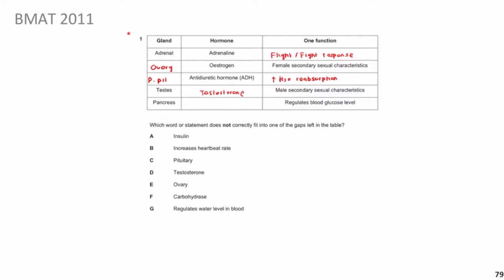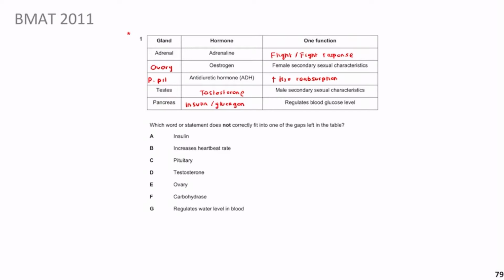And then the pancreas, and then you have which hormone, and this regulates blood glucose levels. And this can basically be two things, isn't it? It can be insulin from the pancreatic beta cells of the islets of Langerhans, or it can be glucagon from the alpha cells of the islets of Langerhans. So essentially, we're just looking for one of the answers where none of the things we've mentioned is there.